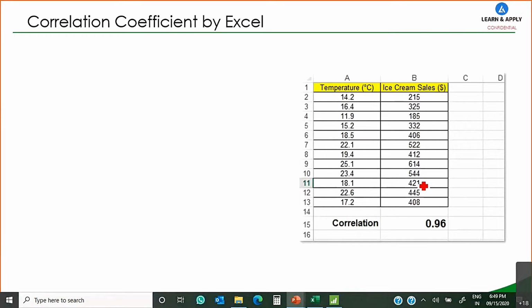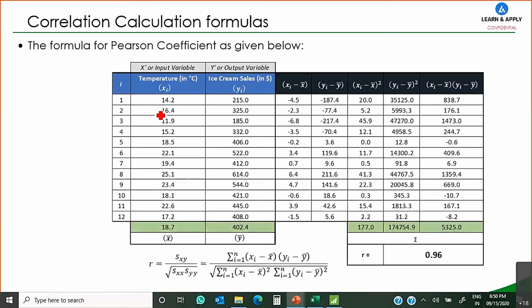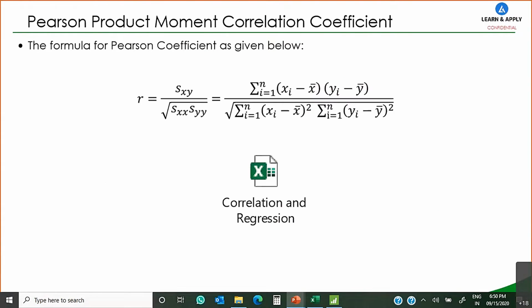So this is the 0.96 which we have calculated from Excel by using the formula CORREL, array 1 and array 2. Now, if you want to go into the calculation of this correlation coefficient R by using the formula which I have shown earlier, you can also do that. So what is the formula? Sxy divided by square root of Sxx into Syy.